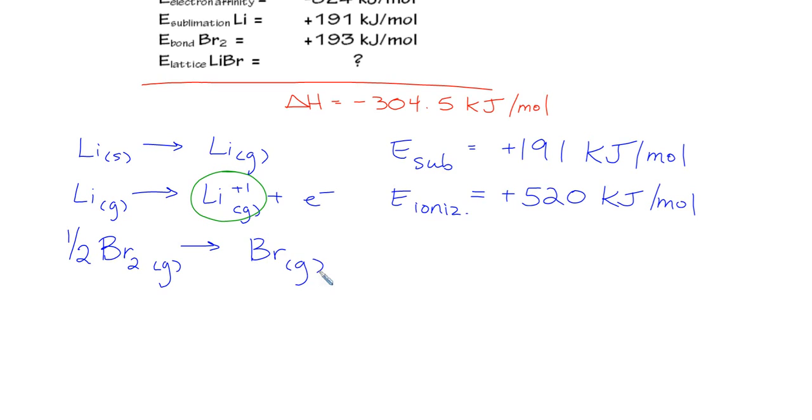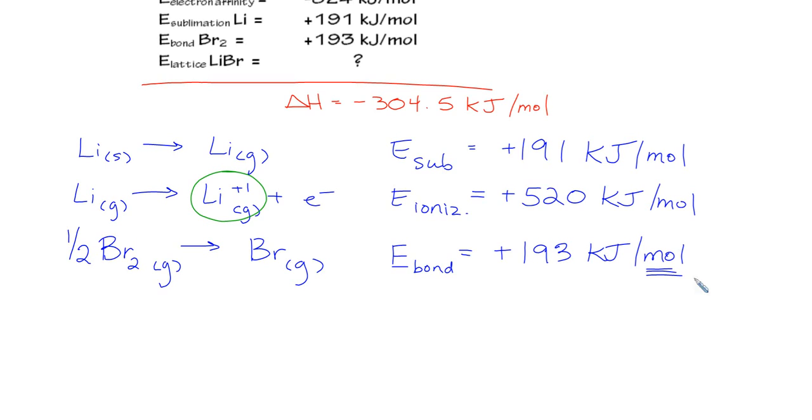That's called bond energy, E bond. It's an endothermic value, 193 kilojoules per mole. I have to add energy to break a bond. But again, don't forget that this was measured in kilojoules per mole.